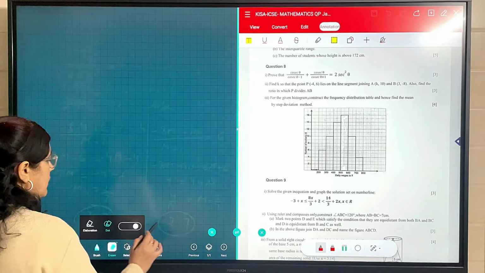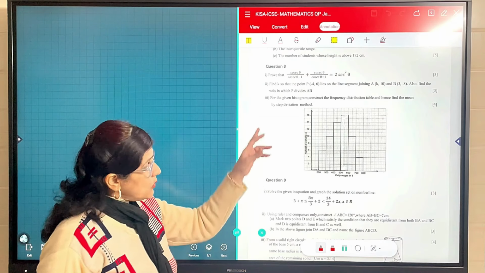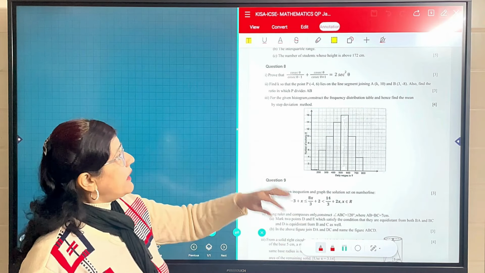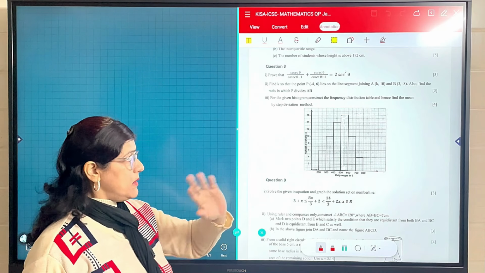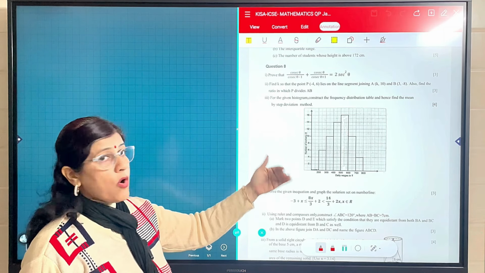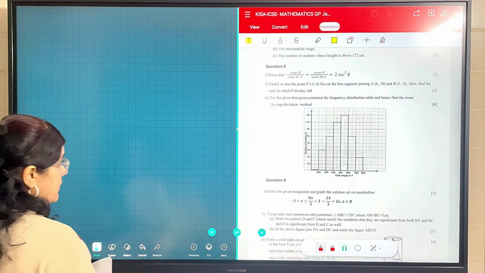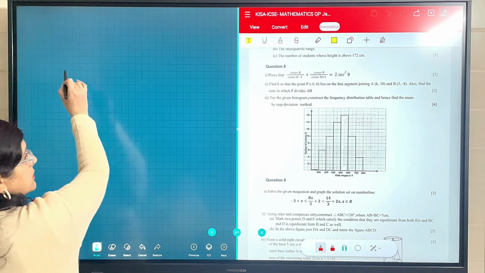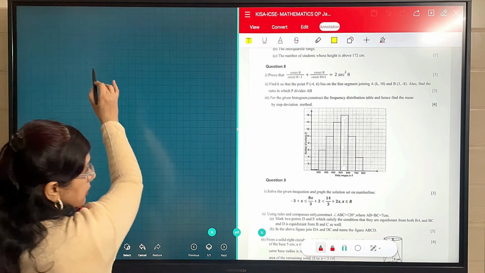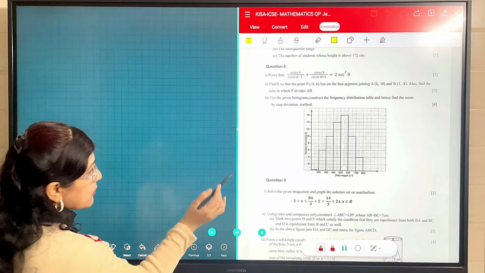Now, coming to the third part. A histogram is given, and hence we have to find the mean by the step deviation method. From the data given in the histogram, first we have to draw the table, the frequency distribution table. We have to start it with 200 to 300.